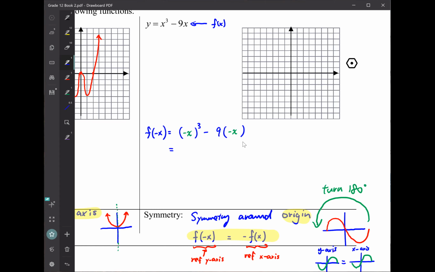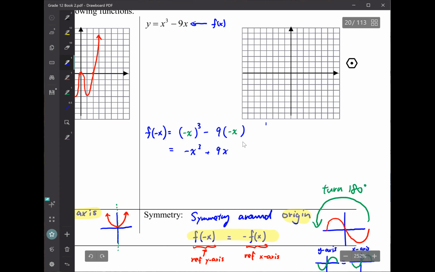All right, so can I have Eric? What does it look like? Negative x cubed plus 9x. Yeah, so plus 9x. Okay, so this is this expression, right? This function right now, what you have is reflected over the y-axis.